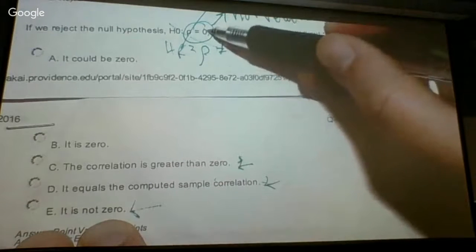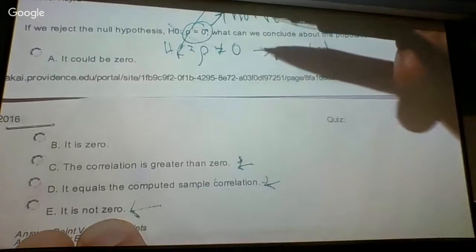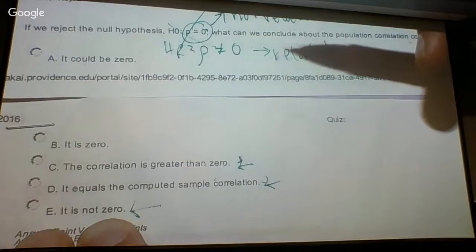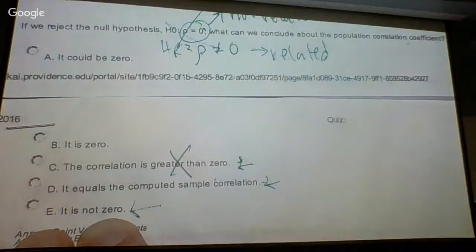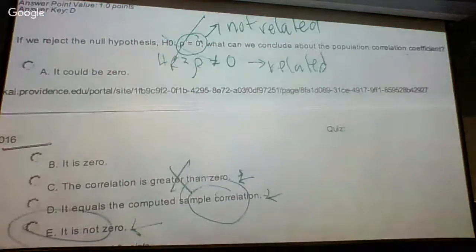So what do we conclude when we reject this? What do we conclude about rho? It is not 0. Yeah. It's not 0 if we don't know if it's negative or positive. We cannot use that one because it could be negative. And it's not necessarily the sample correlation. Bingo. Good.